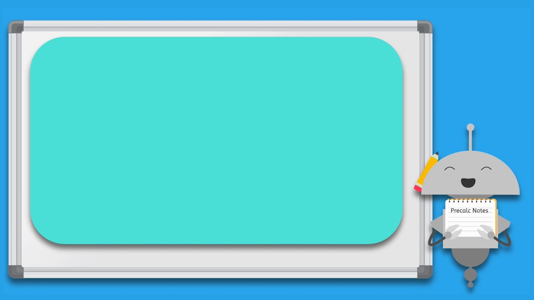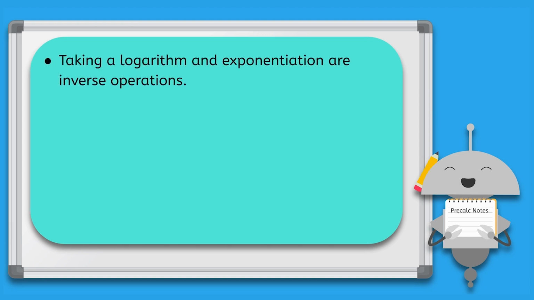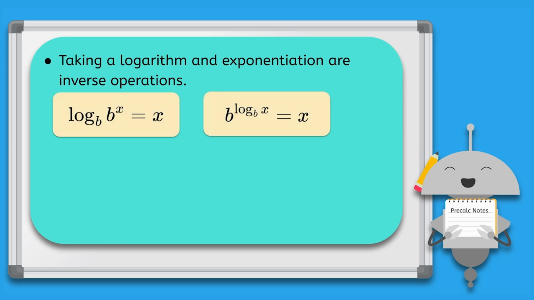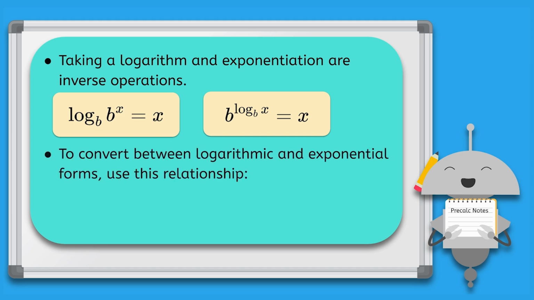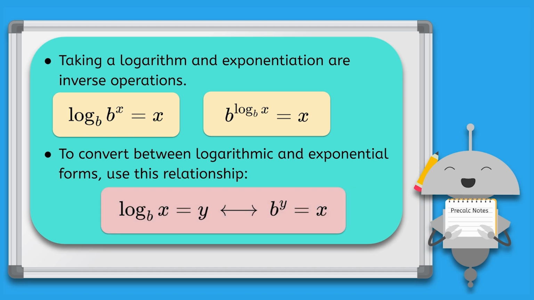In this lesson, we learned about how, given same bases, taking a logarithm and exponentiation are inverse operations, and we applied these properties to solve both exponential and logarithmic equations. We also learned how to convert between logarithmic and exponential forms of equations by using this relationship, which neatly summarizes the connection between logarithms and exponents.